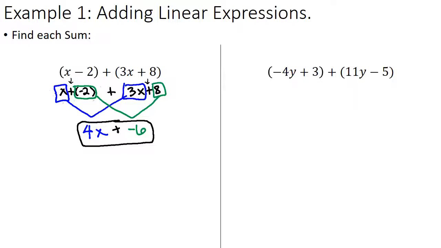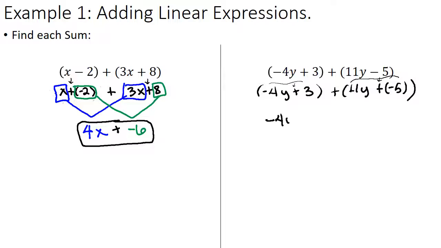Now as I look at this next equation over here, again, I need to rewrite this using addition. So I'm going to have minus 4y plus 3 plus 11y plus negative 5. This is as simplified as it gets, and it's written with addition, which means now I can drop out these outside parentheses. So now I just have minus 4y plus 3 plus 11y plus negative 5.